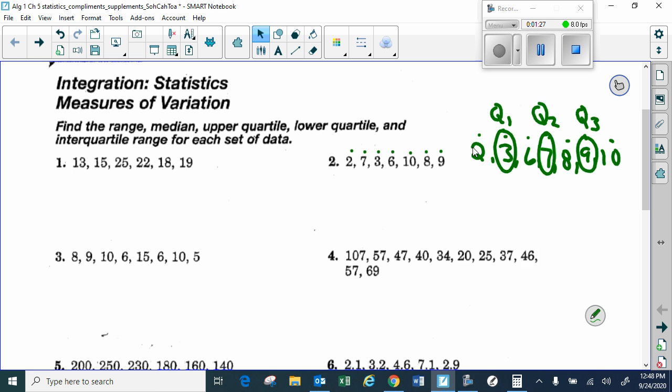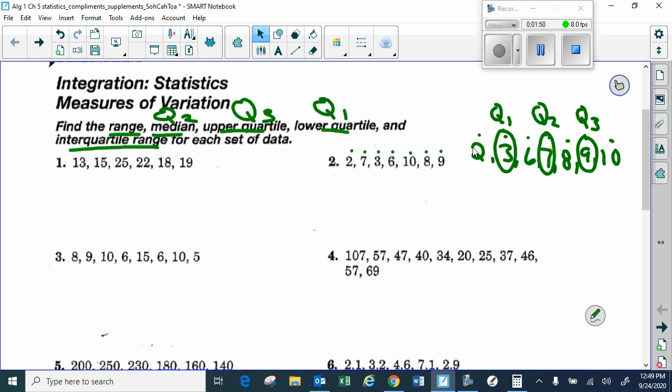Okay, so we got to do 5 things for each one. Notice we've already done 3. We've done the median, the lower quartile, which is Q1. This is upper quartile, so that's Q3. Lower quartile, Q1. Median is Q2.